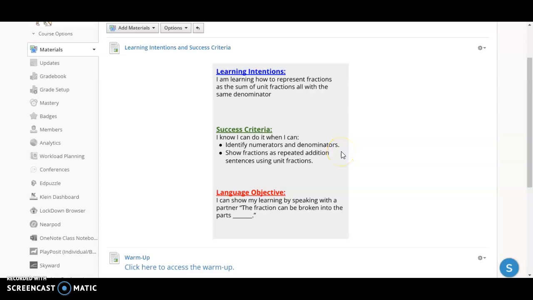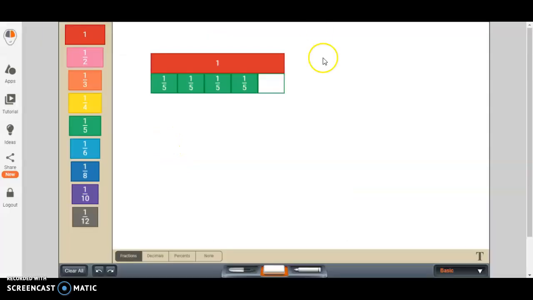Today we're going to learn how to represent fractions as a sum of unit fractions, all with the same denominator. You'll be able to do this when you can identify numerators and denominators, and show fractions as repeated addition sentences using unit fractions. And anytime that we're working today, you should be thinking about the sentence, the fraction can be broken into the parts. So, let's get to it.